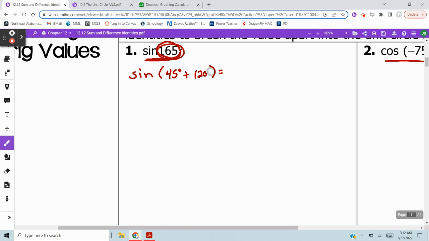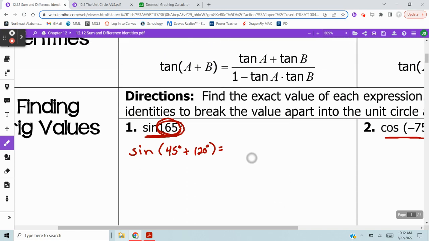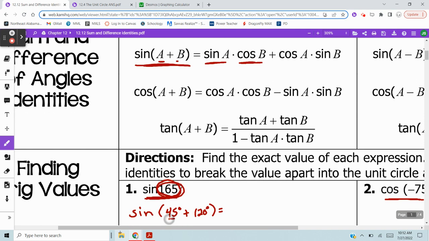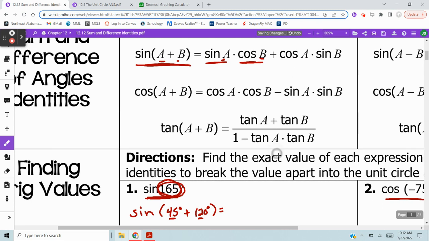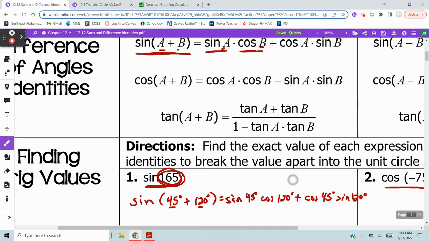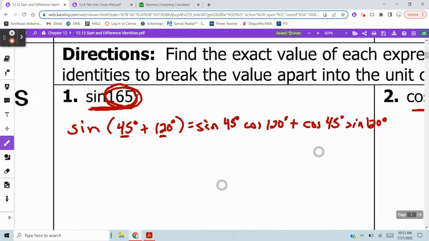And what that does is that now matches my sine sum or difference identity. So the sine of A plus B is equal to the sine of A cosine of B, plus the cosine of A sine of B. And in our problem, we know that A and B would match up with 45 and 120. So everywhere I have an A, I simply put 45. Everywhere I have a B, I simply put 120. So let me write that out. And from there, I'm simply evaluating those.